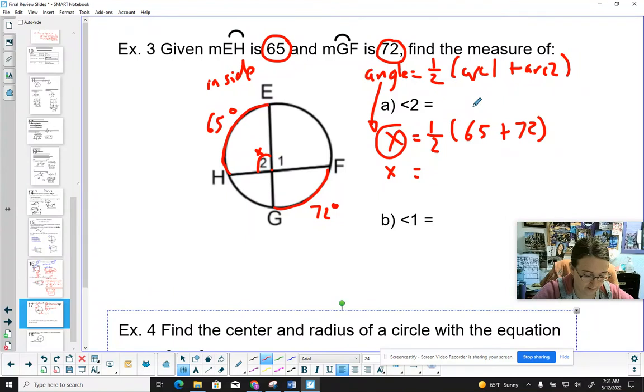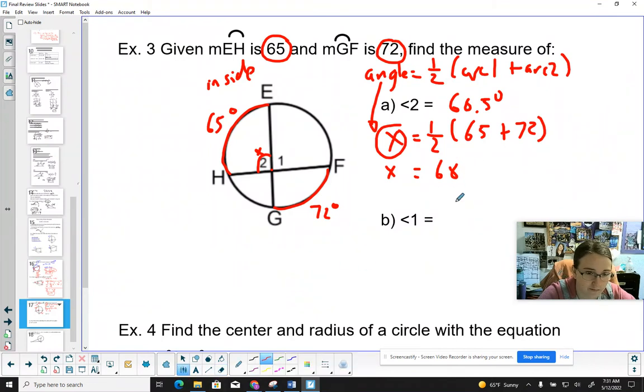So take a second, go to the calculator. We do get a decimal here, 68.5. Technically that's x, but that is angle 2. So I'm going to put that on my picture, because we want to find angle 1 next. And this being 68.5, sorry, my handwriting there, is going to help us out.